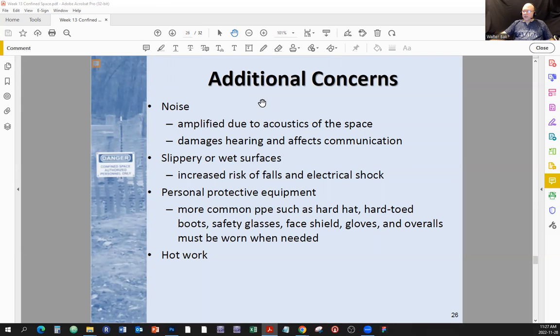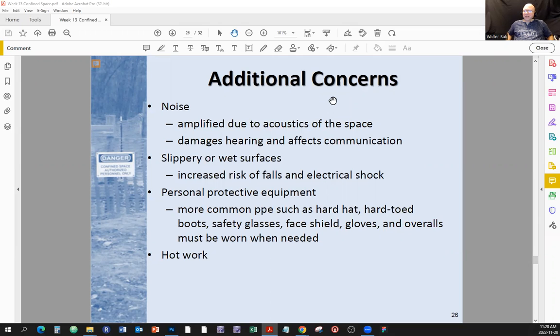Additional concerns when it comes to working in a confined space. Noise can be a concern depending on the type of room that you're working in. It could be the noise made by the equipment. It could be the noise caused by the way the space is constructed.